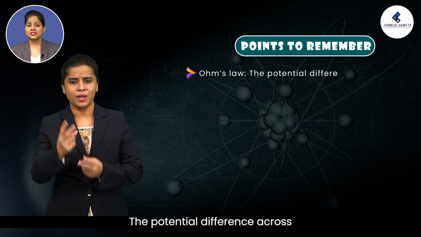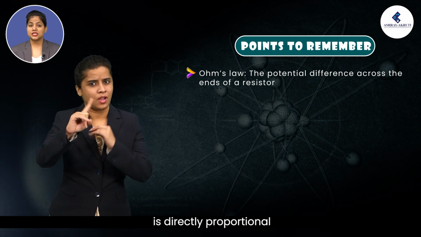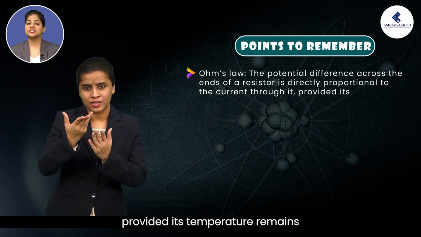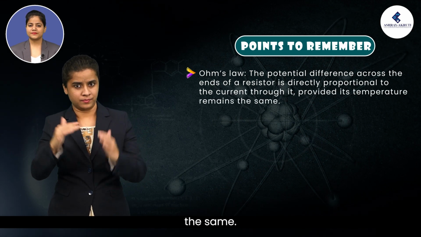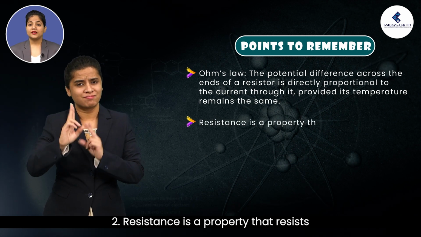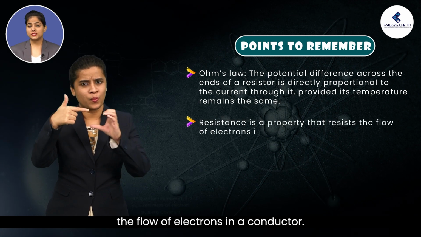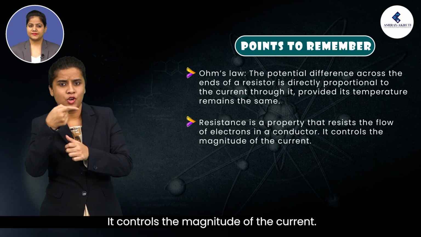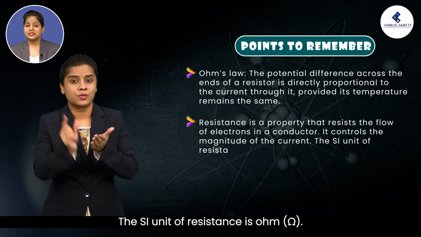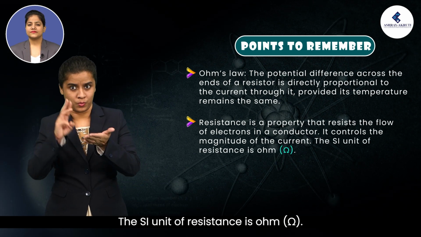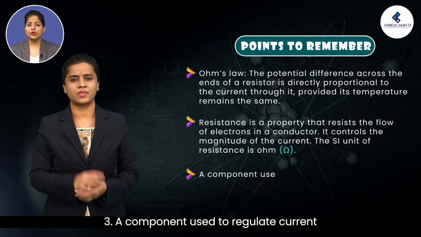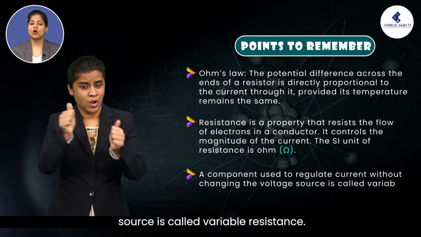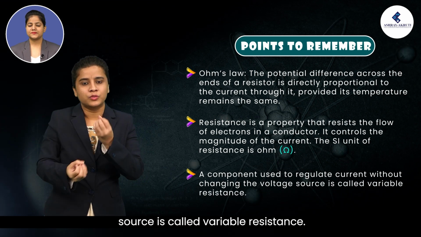The potential difference across the ends of a resistor is directly proportional to the current through it, provided its temperature remains the same. Resistance is a property that resists the flow of electrons in a conductor. It controls the magnitude of the current. The SI unit of resistance is ohm. A component used to regulate current without changing the voltage source is called variable resistance.